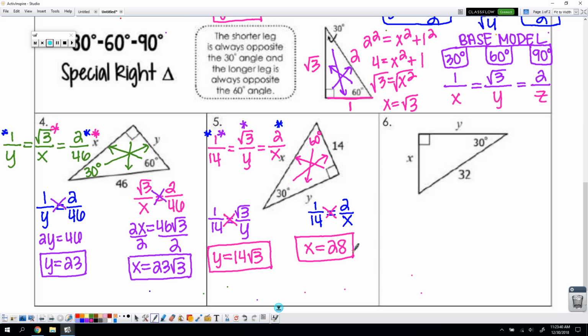Fantastic. Alright, now we're going to do the same thing here. So we're missing 60. So base model, 1 over square root of 3 over 2 over. Across from the small is x. Across from the middle is y. And across from the big is 32. Okay, so again, variables with numbers. 1 over x equals 2 over 32.